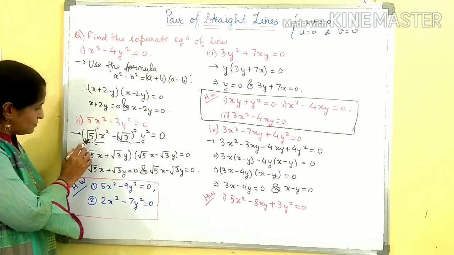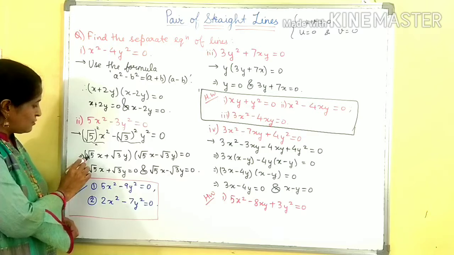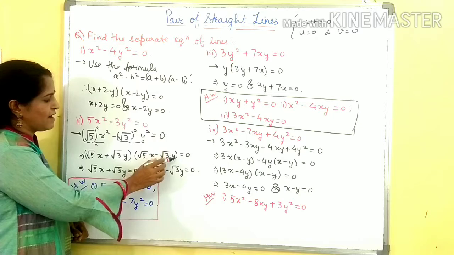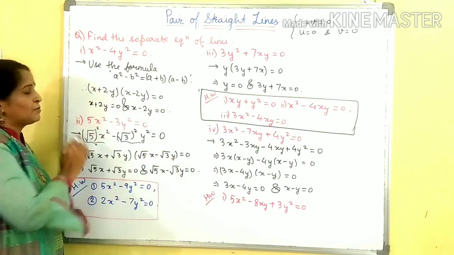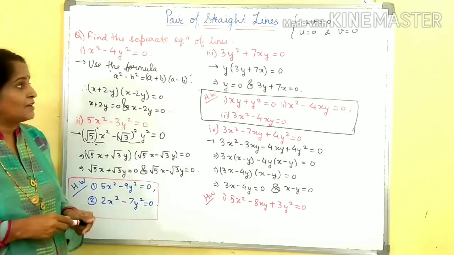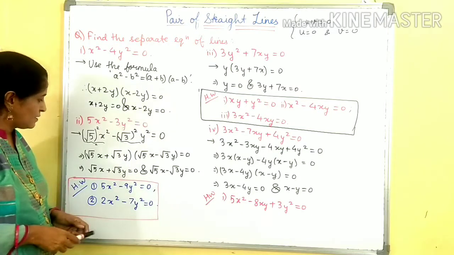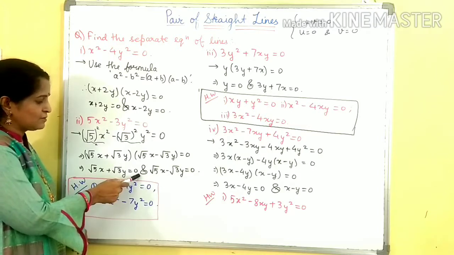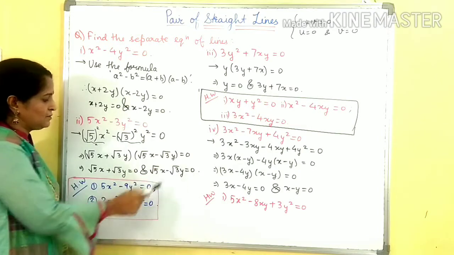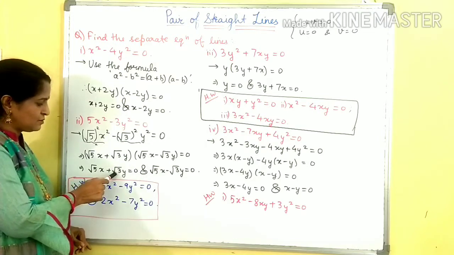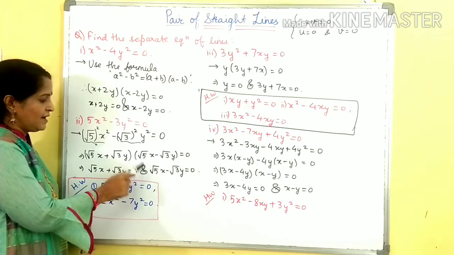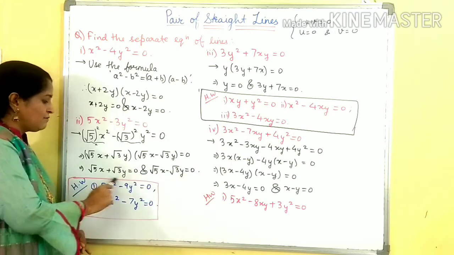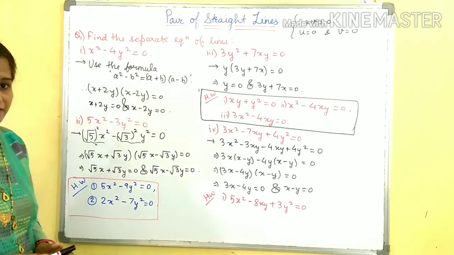So we can split this equation as root 5x plus root 3y into root 5x minus root 3y is equal to 0. As we know the formula, a square minus b square is equal to a plus b into a minus b. Then these two brackets are equal to 0, means first bracket is equal to 0 and second bracket is equal to 0. That is, root 5x plus root 3y is equal to 0 and root 5x minus root 3y is equal to 0, which are separate equations of lines.